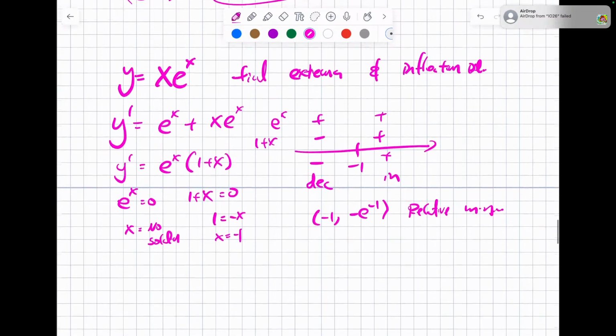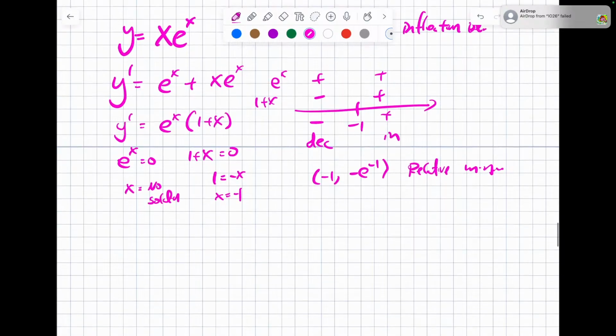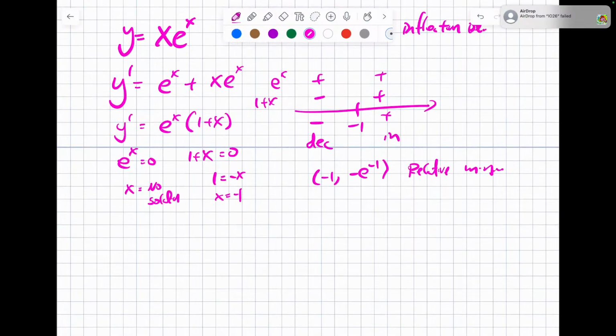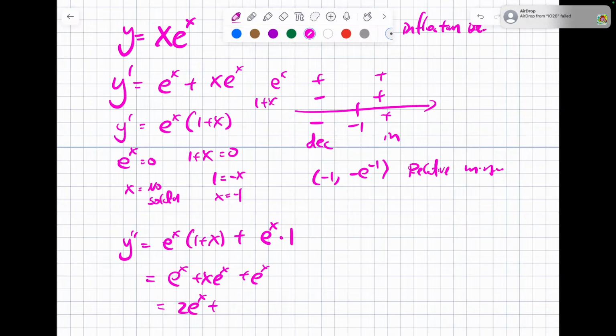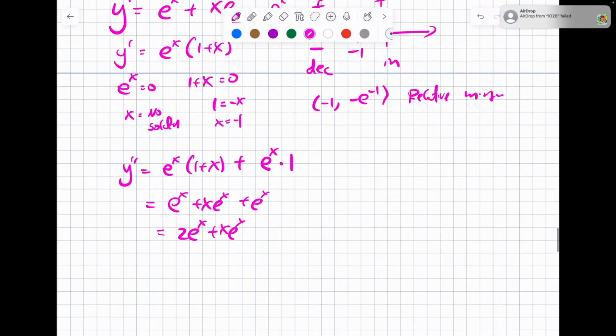This is what I got for the extrema. At x equals negative 1, negative e to the negative 1 is your relative minimum. And I'm going to take a second derivative. So e to the x, I take a derivative of that, and then plus e to the x times 1. So it'll be e to the x plus x e to the x plus e to the x. It's going to be 2e to the x plus x e to the x. Factor out e to the x.